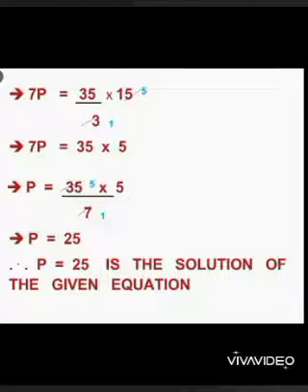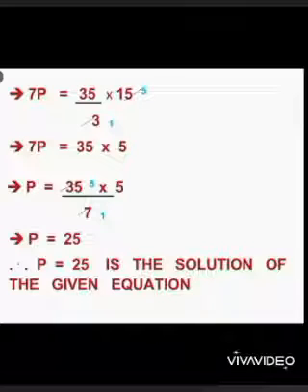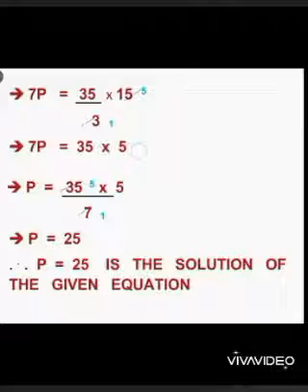Okay, now let us cross multiply 15 to the right hand side. So you will get 7p is equal to 35 by 3 into 15. Now let us cancel 15 and 3 with 3 table. 3 ones are 3, 3 fives are 15. So you got 7p is equal to 35 into 5.